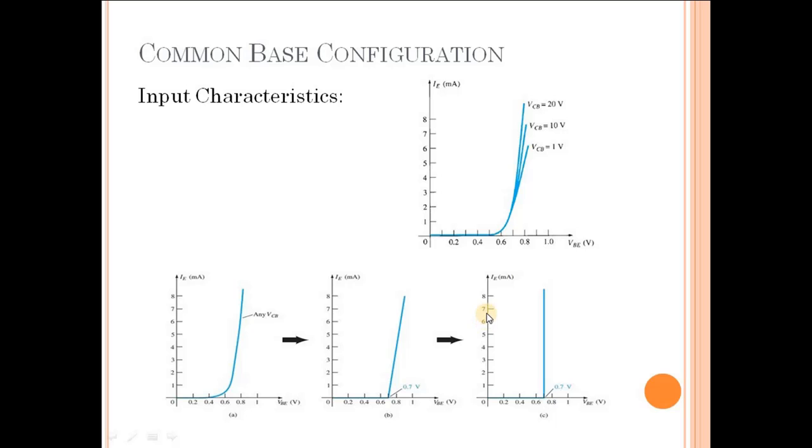IE can be anything, but that is fixed by the circuitry outside the PNP BJT. So IE is ascertained by the external circuitry, and for any value of IE, VBE has to be 0.7 volt once the PN junction is on.